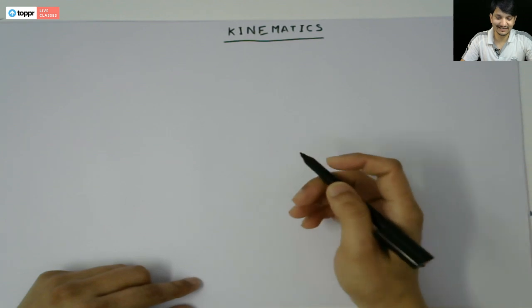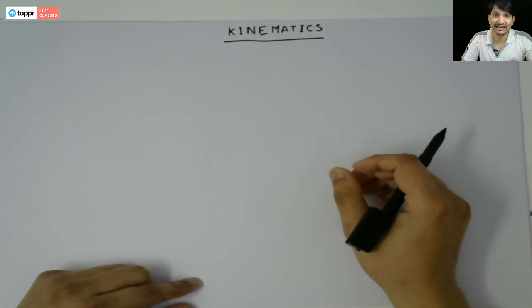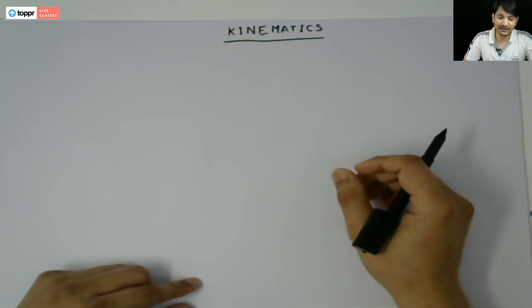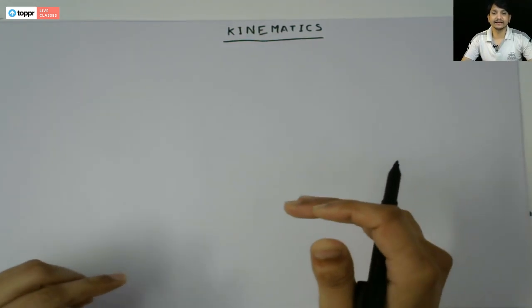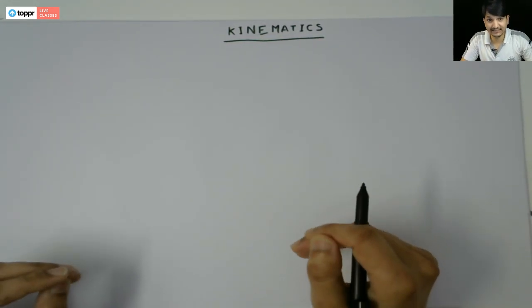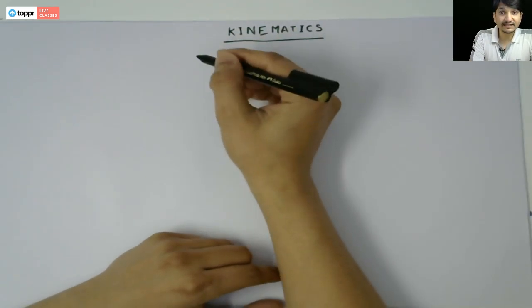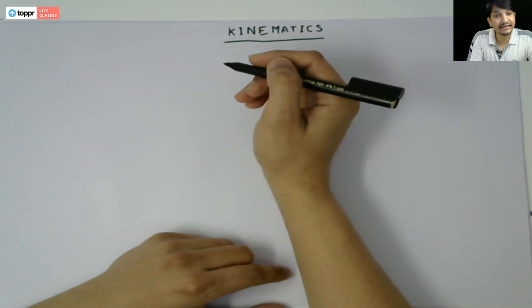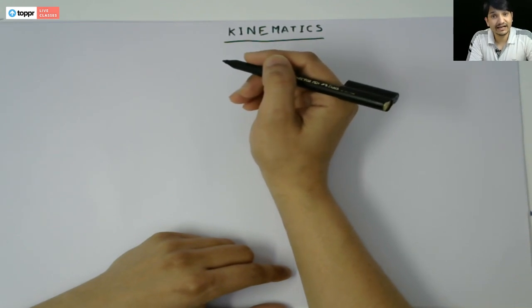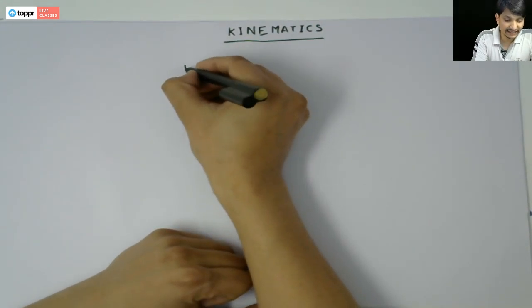Hello students, today's topic is kinematics. Before we go to kinematics, let us try to see what kinematics is and where it is derived from. The part of physics where we are dealing with any moving object or any kind of movement is called dynamics.